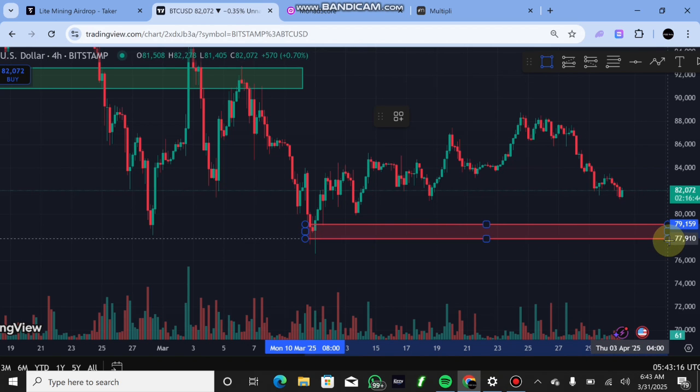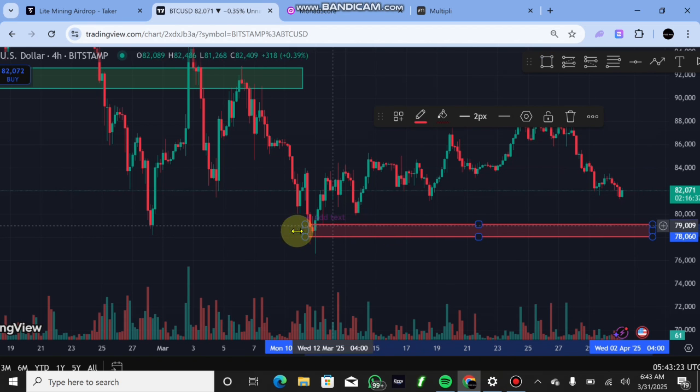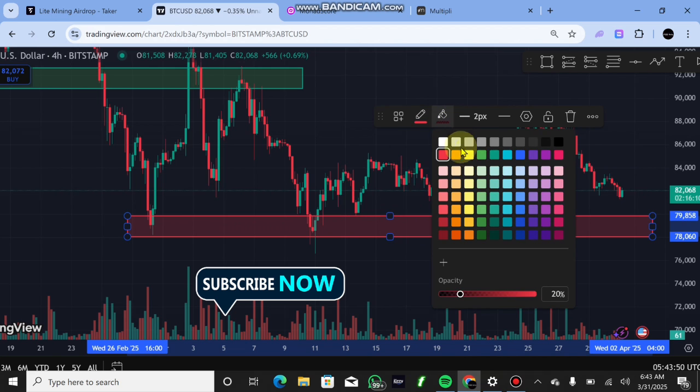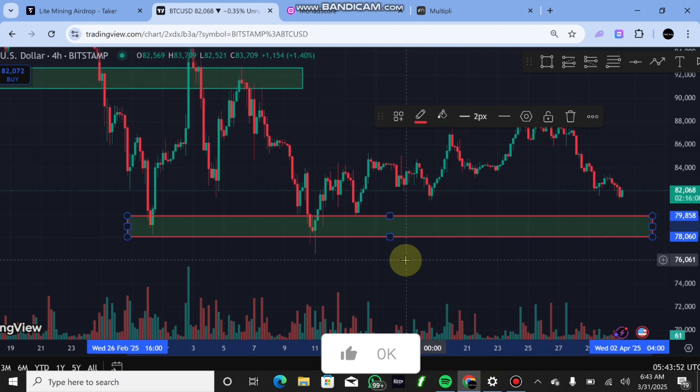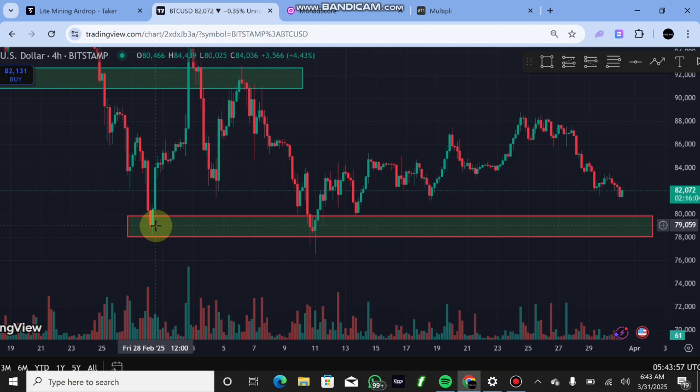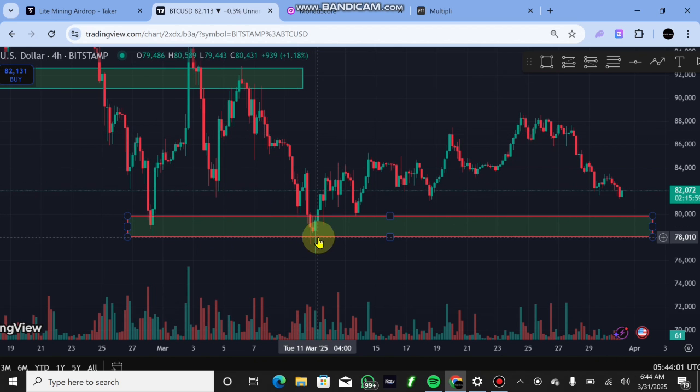Once you draw it out like this, you extend it to the left. So firstly, this is our support. Let me change the color to green. As you can see, this is our support. You can see anytime price gets to this support, what happens? Price bounces off. So guys, this is our support.